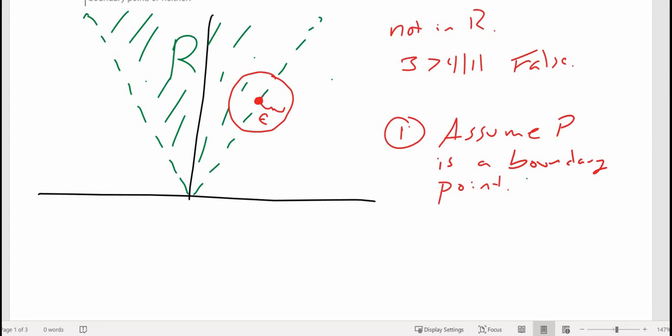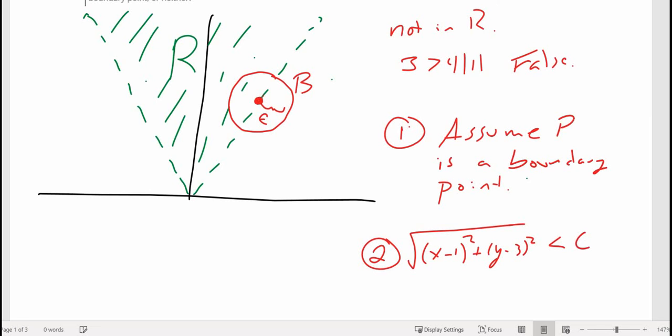Now, the radius of this circle is what we're going to call epsilon. That is the circle centered at (1, 3). And let's just call this B for ball, the ball centered at (1, 3). So let's make note that the equation of that circle then is (x minus 1) squared plus (y minus 3) squared has to be less than epsilon, because that's the equation of a circle, right?